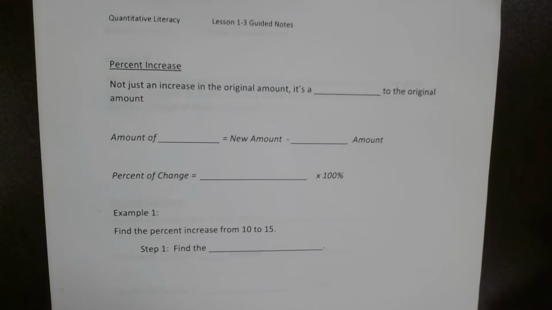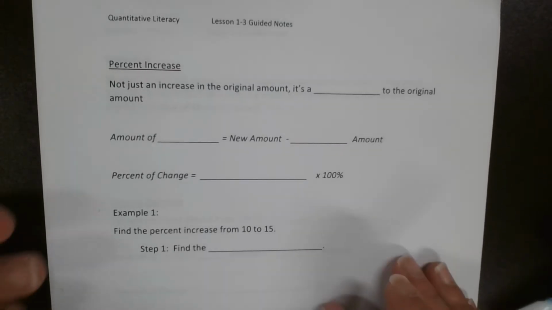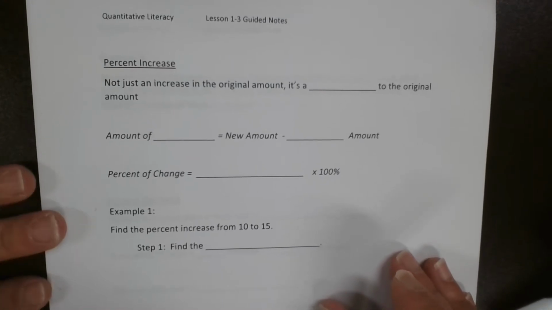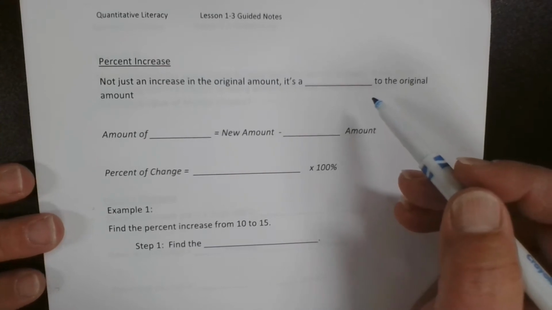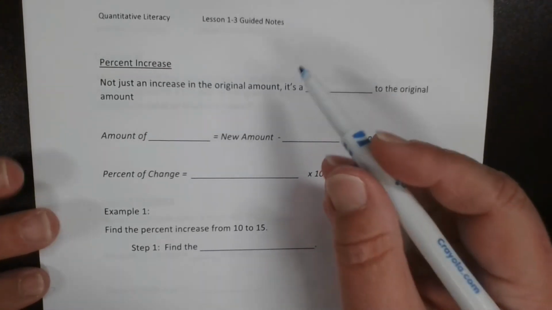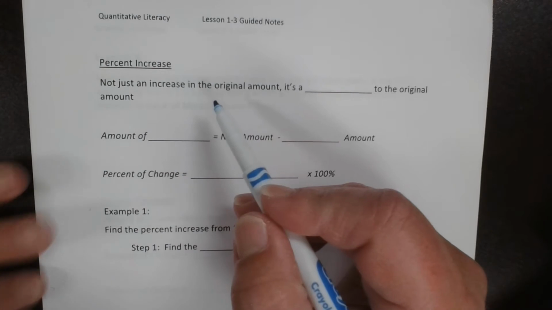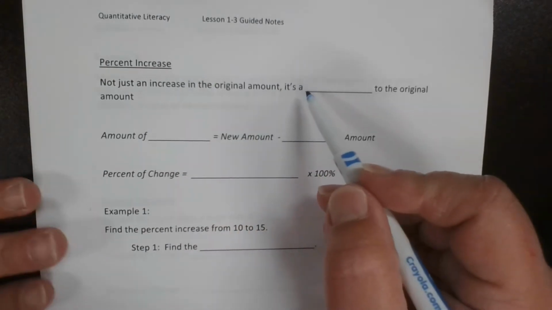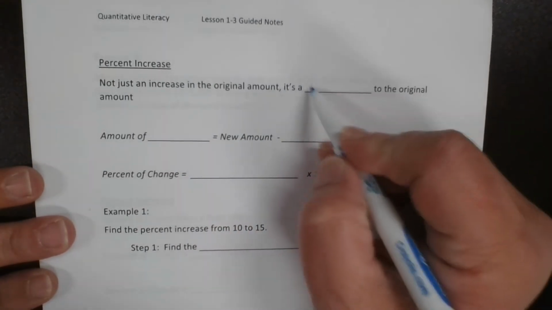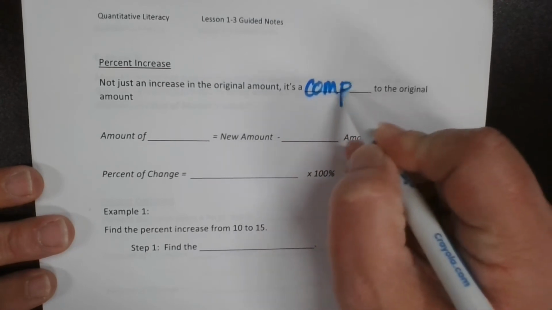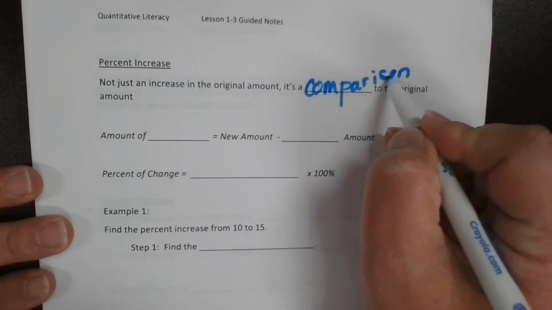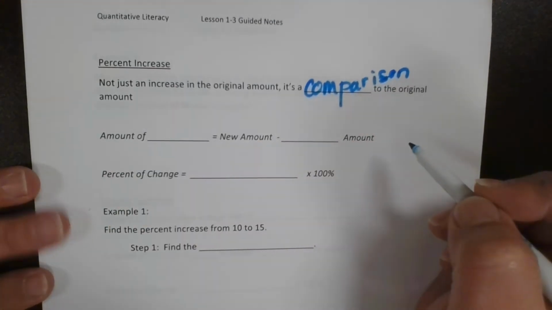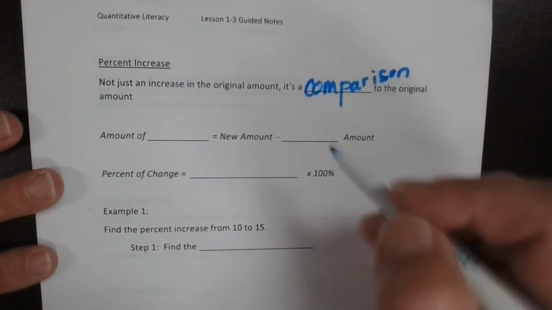So quantitatively, this is 1.3, and it is about percent increase. So it says the percent increase, sorry, let me get my mouse straight here. The percent increase is not just an increase in the original amount. It's a comparison to the original amount. Let me go into that a little further.